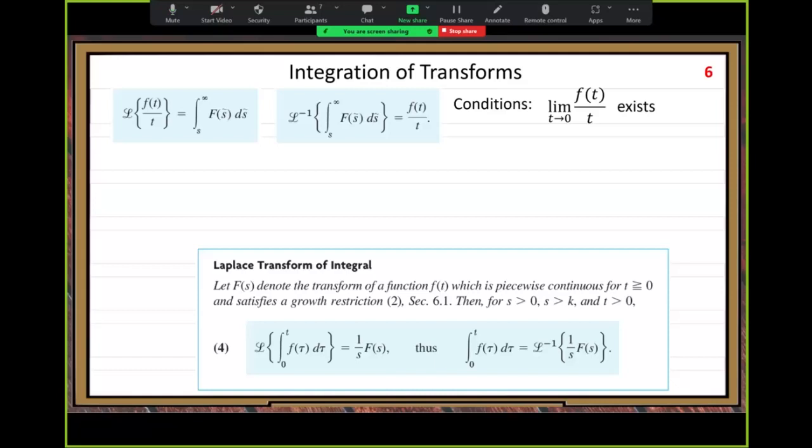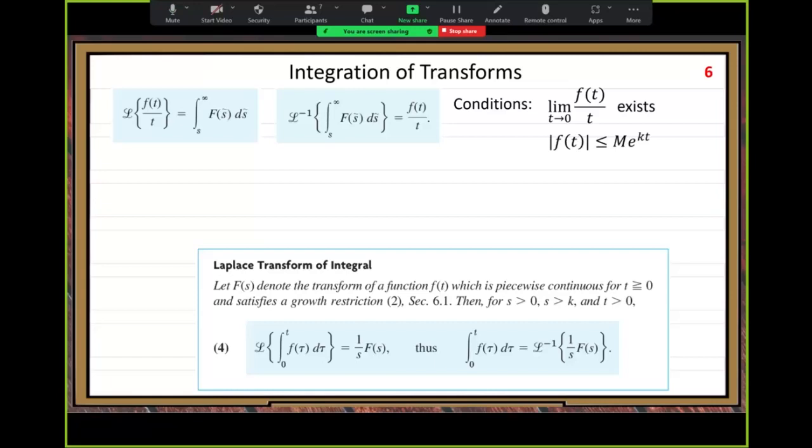So you can define the function at the 0 point. Otherwise, for f of t over t at 0, you could define any value there, and then the whole formula doesn't work. So the first condition is that this limit must exist. Then you can do integration by parts. Otherwise, how can you do integration by parts? You need to use this limit to do integration by parts.